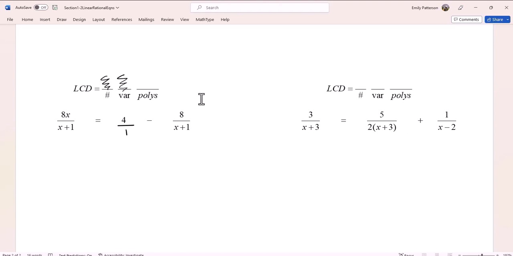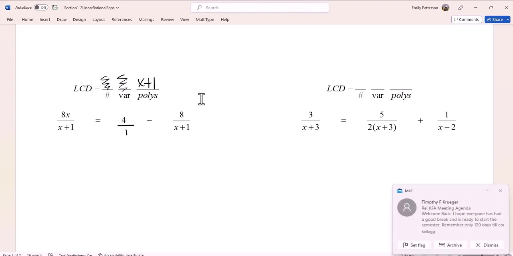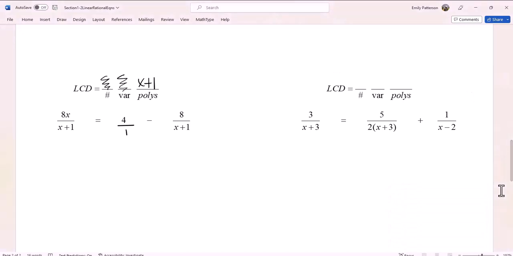So the only polynomial I have is x plus 1. And again, there's 1 here, and there's 1 there. So that's all I need, is to have the 1 and the 1. So I only need one of them. So just like always, they all have to have x plus 1 on the bottom.